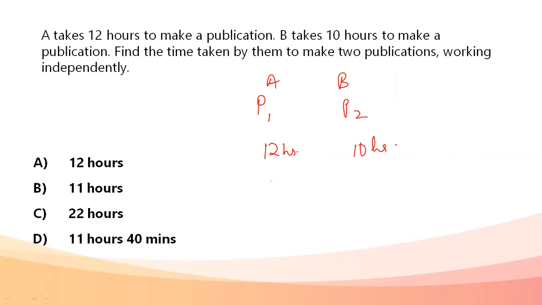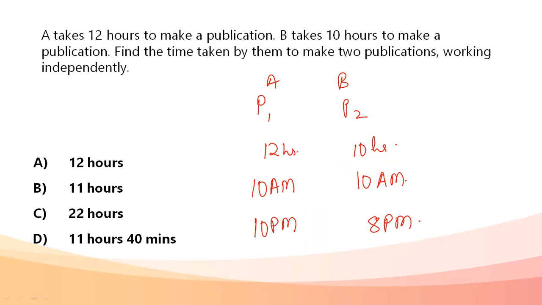Let's say both of them are starting at the same time, at 10 a.m. in the morning. The first person is taking 12 hours, so by 12 p.m., A finishes. Person B is taking 10 hours, which means by 8 p.m., the work of B would be completed.